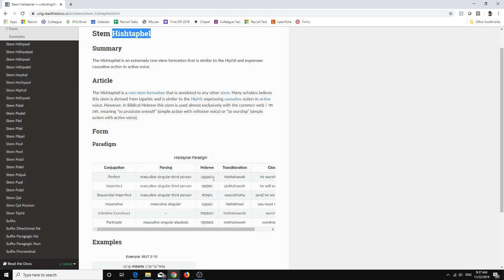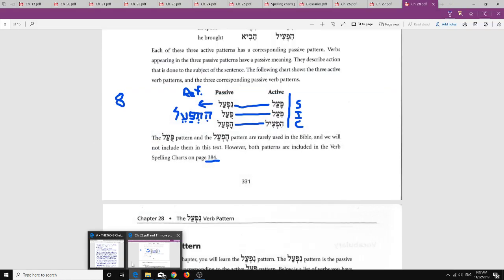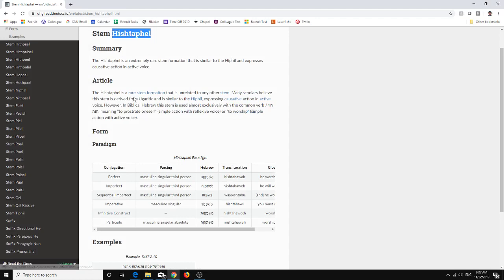So let's kind of look at this. This would be hishtachava. So hishtachava is he prostrated himself. Okay. Don't want to spend too long on there, although actually I did want to mention one other thing. We're not really sure where it comes from. Our best guess is that it comes from Ugaritic, which is another Semitic language that actually uses cuneiform instead of the Hebrew alphabet. And we think it's similar to the niphal, maybe expressing causative action. Not really sure.